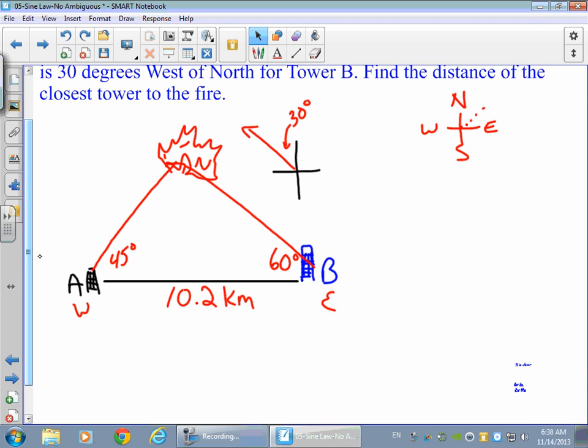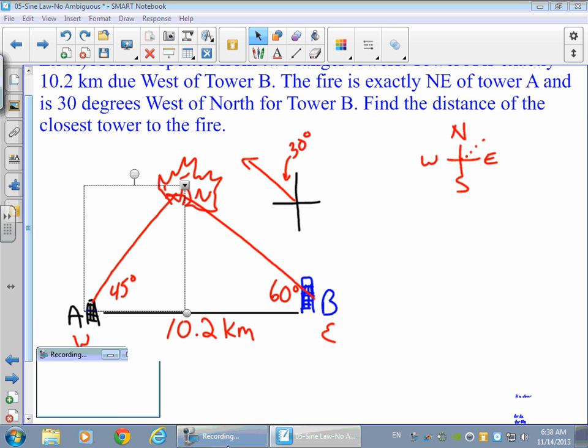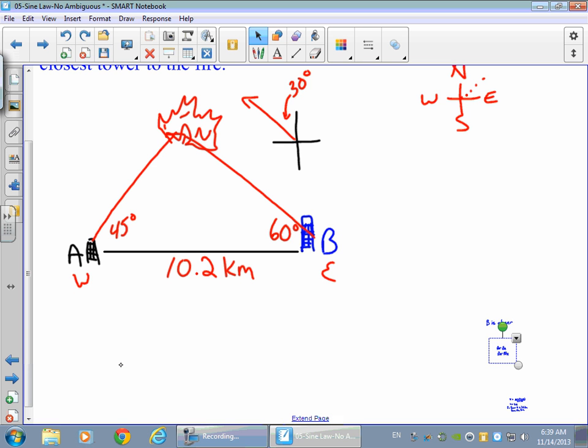Now that we've got that, the question says find the distance of the closest tower. So when I look at the question, I can't go by the diagram itself. It looks as though this line is shorter, but I do have to be a little bit careful. Okay, sorry. I was saying, it looks like this is the shorter length, but of course I can't go by my diagram. I drew it without really knowing what was going on.